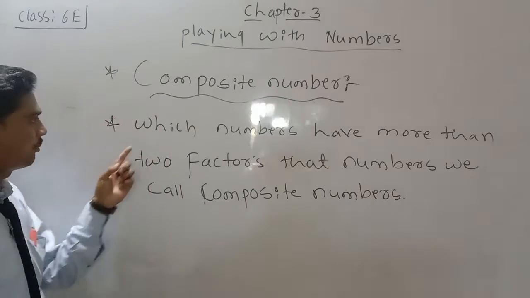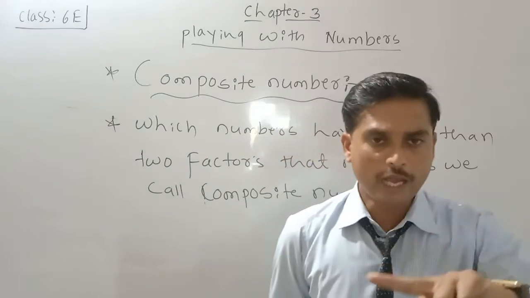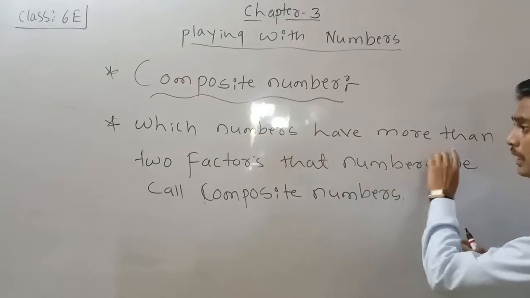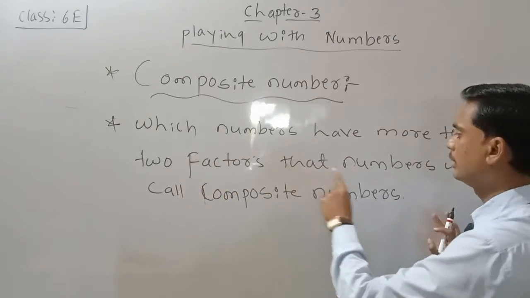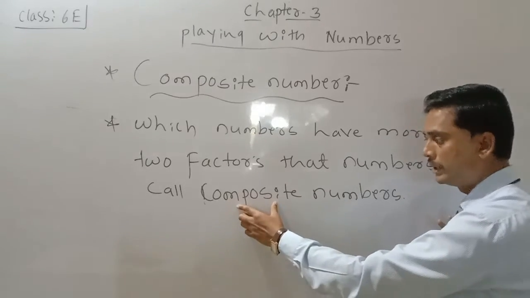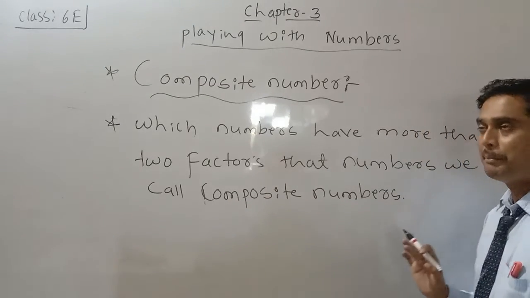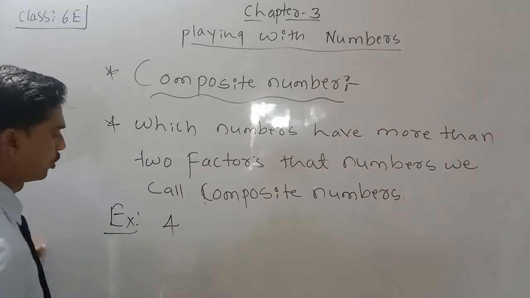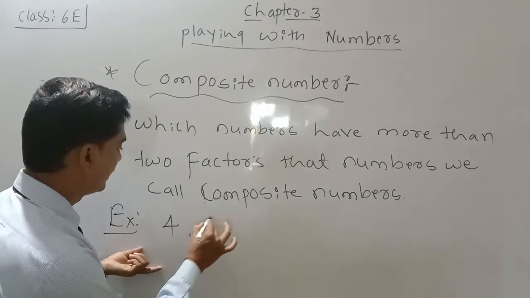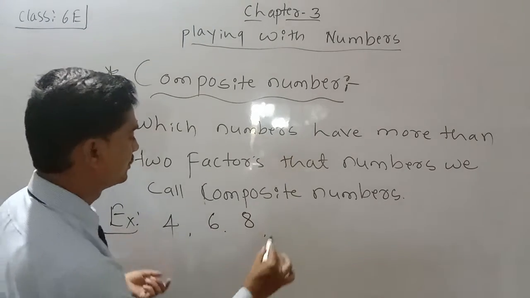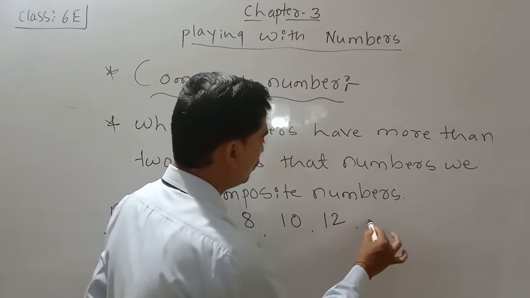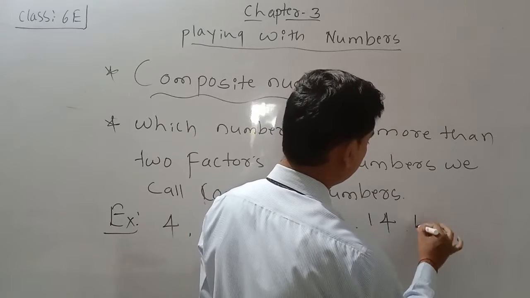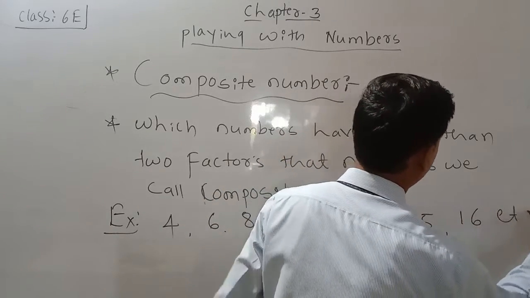Okay, this is a very important point. Only 2 types are there: one is prime number, another one is composite number. Which numbers have more than 2 factors? Those numbers we call composite numbers. Okay, then examples for composite numbers, sir, it is very easy: 4, 6, 8, 10, 12, 14, 15, 16, etc.